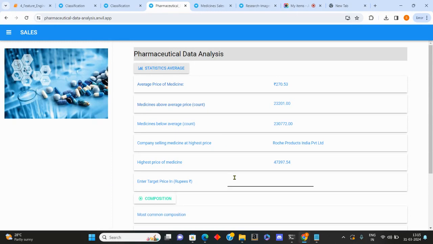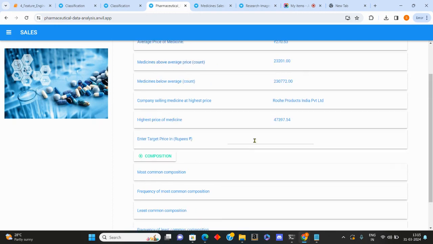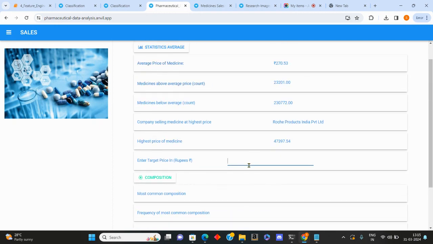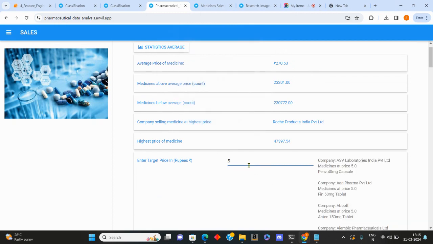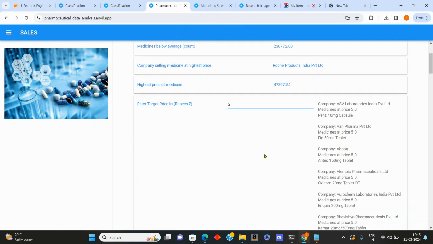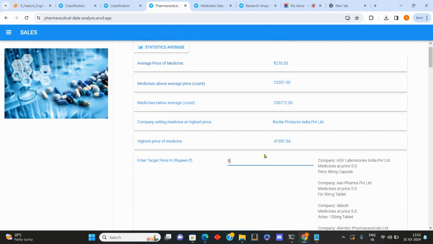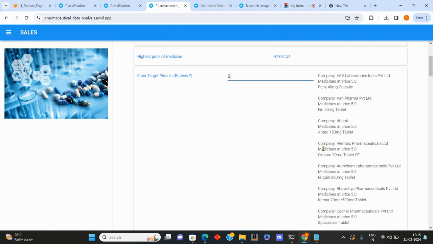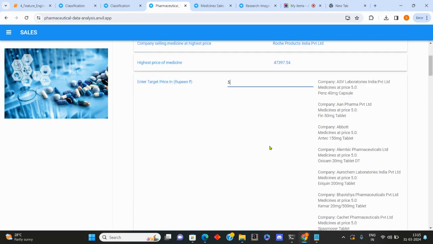Here we can see the statistics. The average price of a medicine in India is almost 270. The number of medicines above the average price is a total of 2 lakh 32,000. Similarly, we can enter a price tag, let's say 5 rupees. The medicines and the details of the companies that sell the medicine at the given price are shown on the screen.